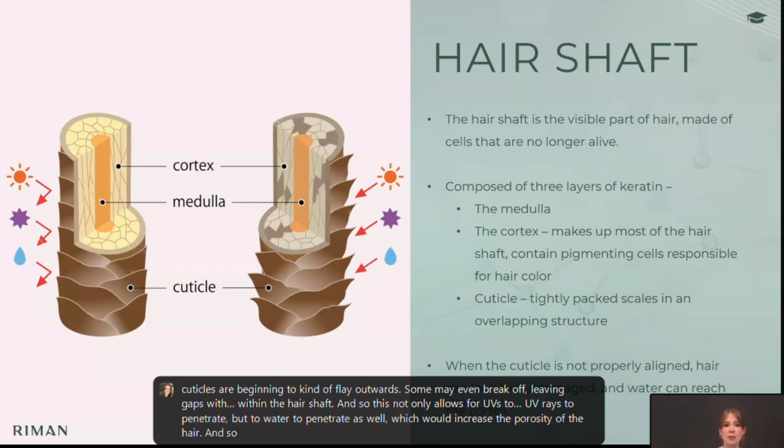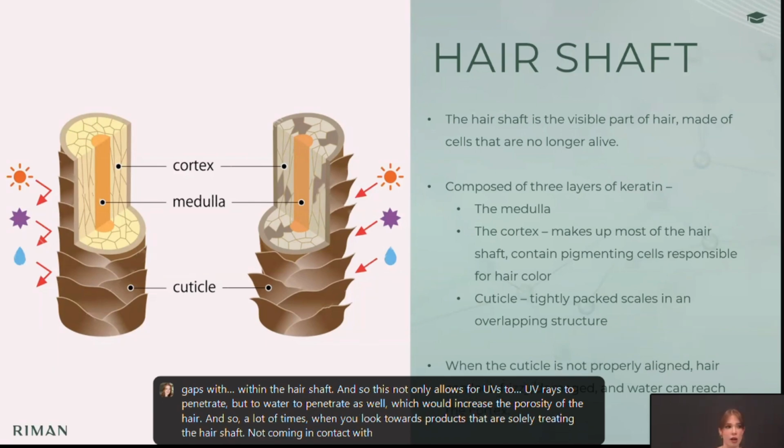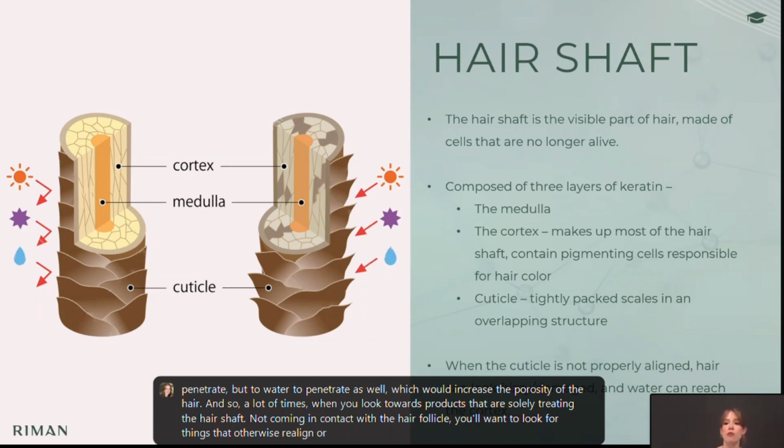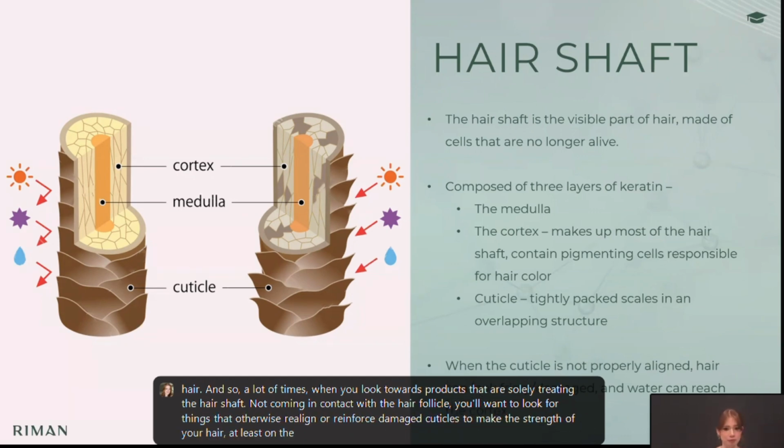And so a lot of times when you look towards products that are solely treating the hair shaft, not coming in contact with the hair follicle, you'll want to look for things that realign or reinforce damaged cuticles to maintain the strength of your hair, at least on the outside.